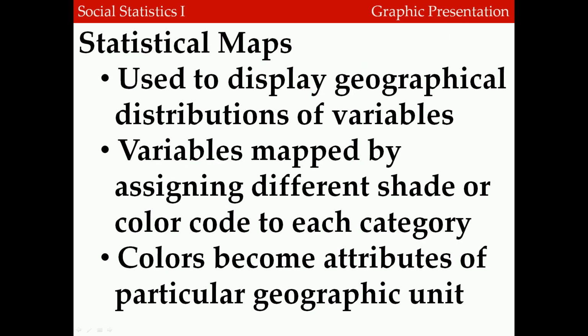Another statistical device that we can use is something called a statistical map. And this is used to graph geographical distributions of variables. Variables are basically mapped by assigning different shades of color to each code indicating each category of the variable. And the colors become attributes of particular geographic units on the map.